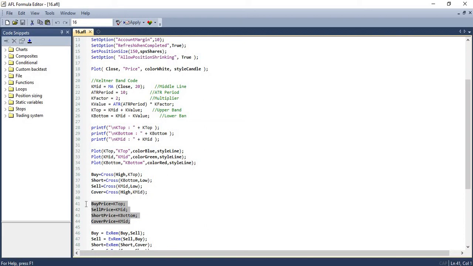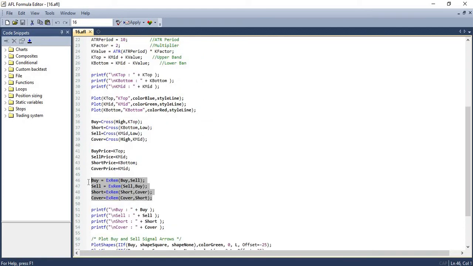Now the next four lines are used to assign the buying, selling, shorting and covering prices, so at what price you are going to enter these trades. That will be assigned in these four lines. The next four lines are used to remove the excess buying, selling, shorting and covering signals. You cannot have more than one trade in one symbol at the same time, and these four lines of code ensure that. And these four lines are used to print the buying, selling, shorting and short covering prices.